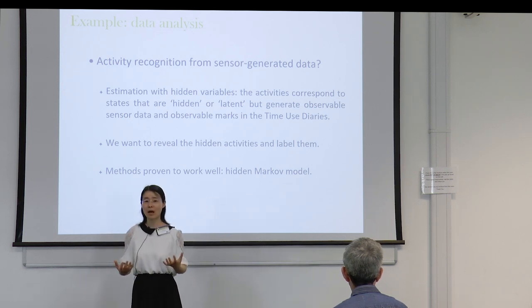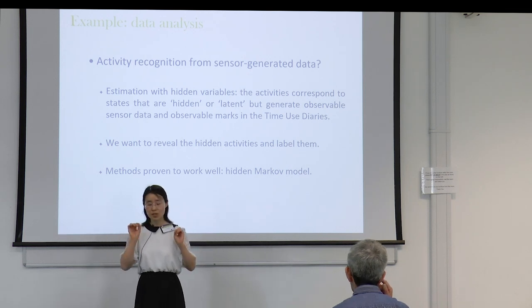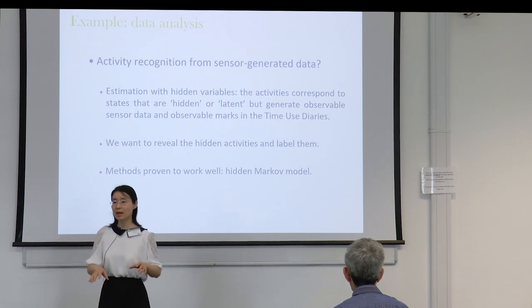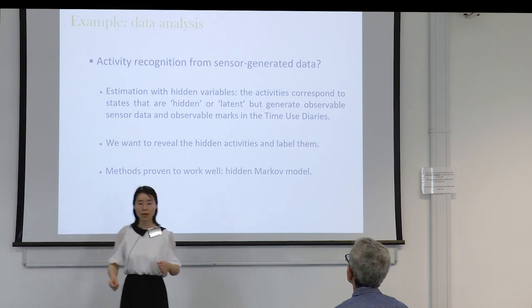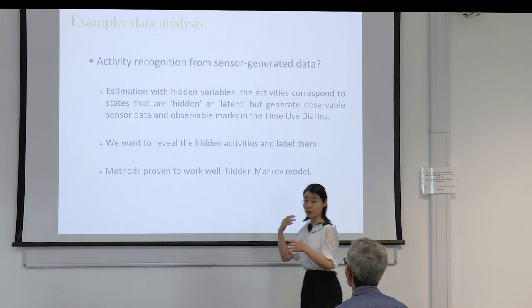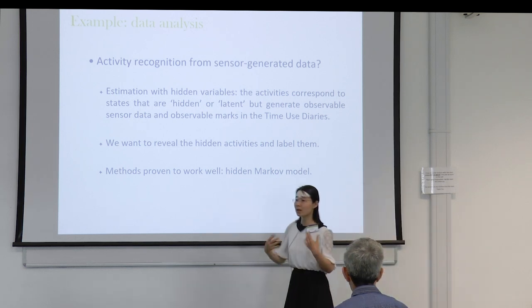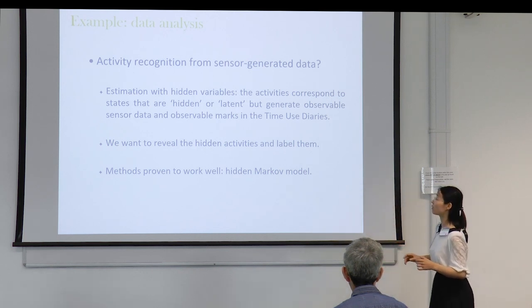So household activities. So the sensor is sensing everything, and the change of the signals in the sensors are very likely caused by the change of the activities at home. For example, you're cooking, the temperature, humidity will change, electricity usage might also change. So whether we can recognize activities from sensor-generated data, that's a research question we have.